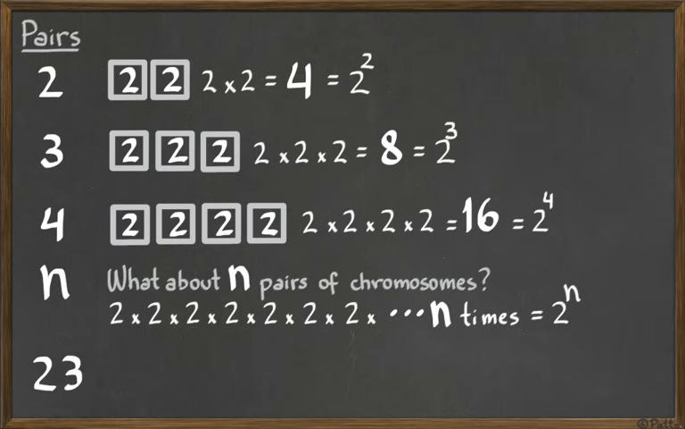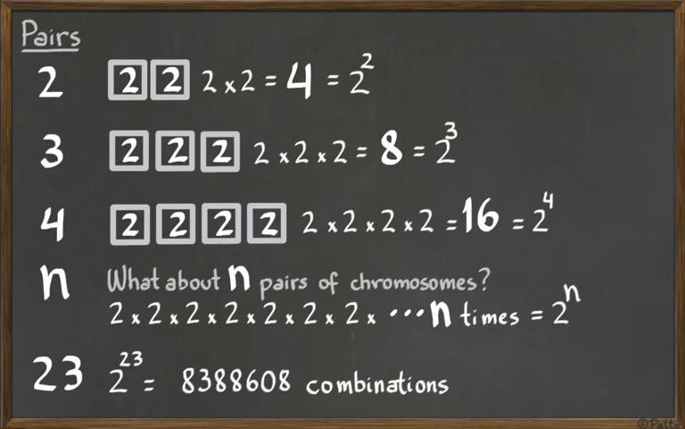And of course, then you ask about humans. What about humans, if you have 23 pairs of chromosomes? Very simple. 2 to the power of 23, which equals about 8 million different combinations of gametes that you could make just by arranging chromosomes in different ways during meiosis. So every time you do meiosis, you can make 8 million different combinations of chromosomes, depending on which you put to one side or the other. 8 million combinations.